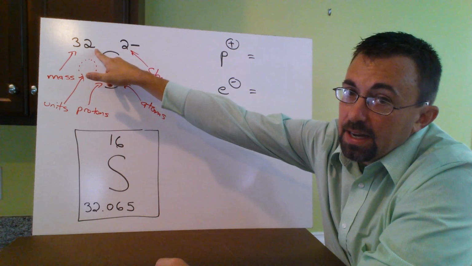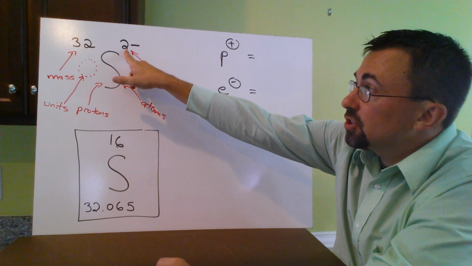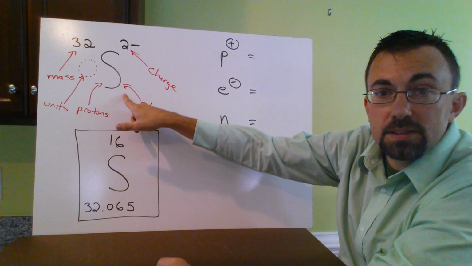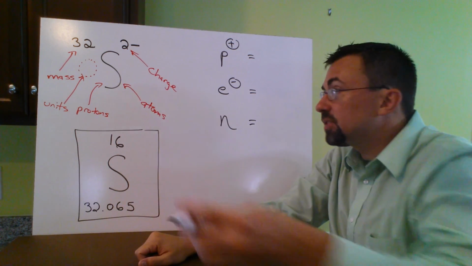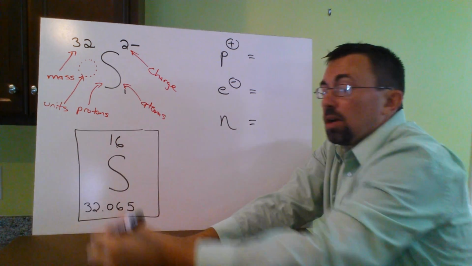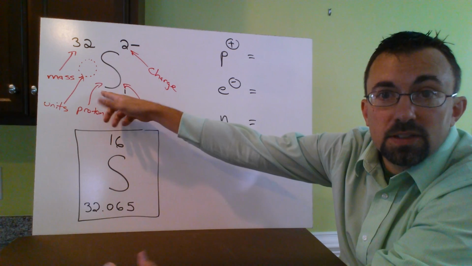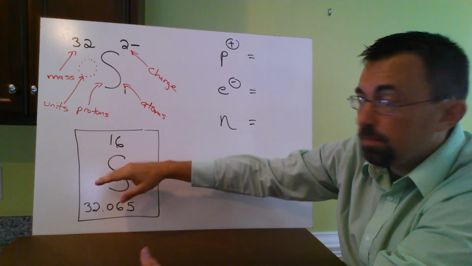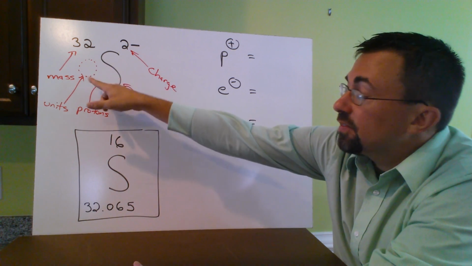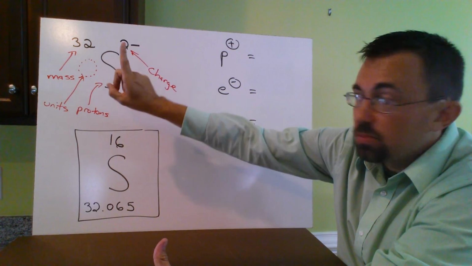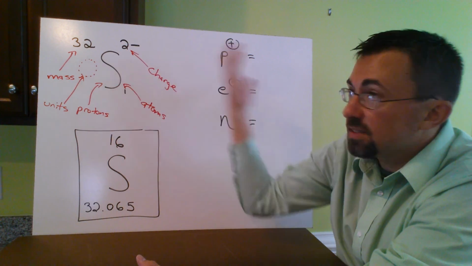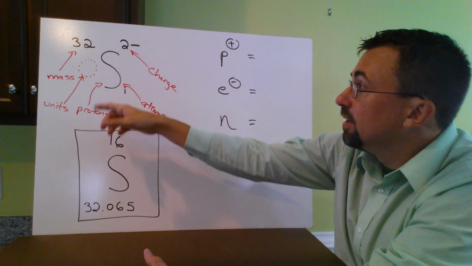Upper left is our mass. Upper right is our charge. Bottom right is the number of atoms, and if nothing's there, we assume that it's 1. Bottom left is protons, usually left off because they assume you can get it from the periodic table. Out in front, if there's a number, again, if it's not, we assume there's 1. It tells us how many of the things that follow, or how many units we have.